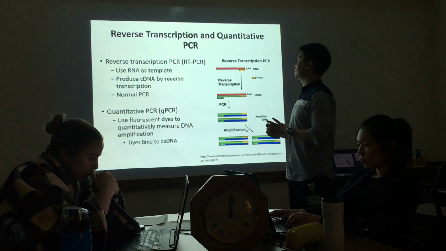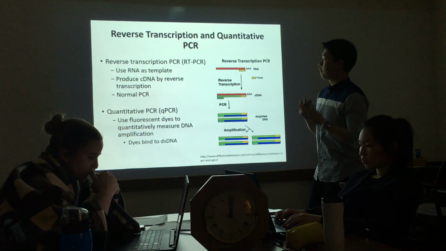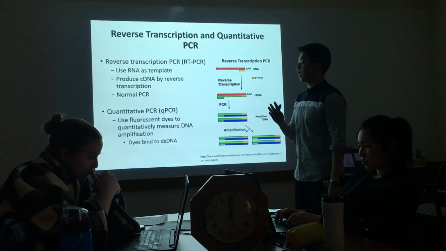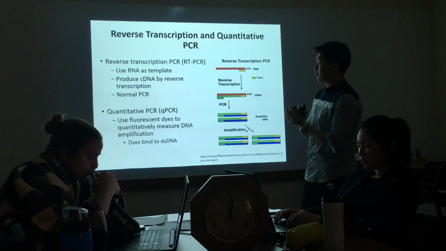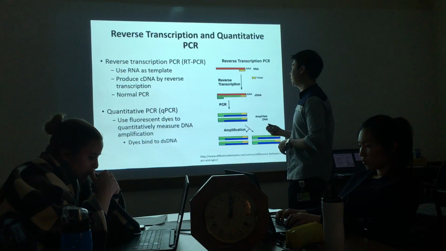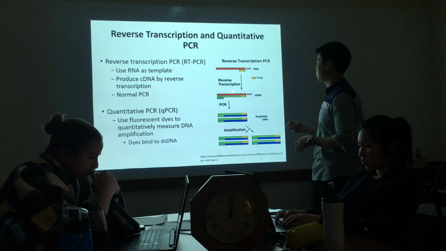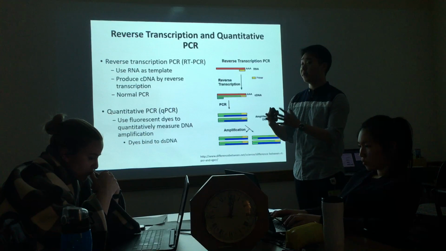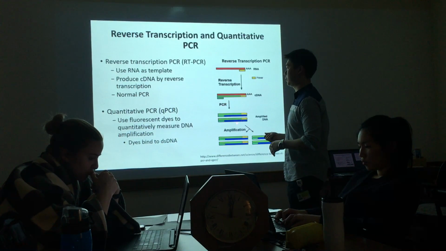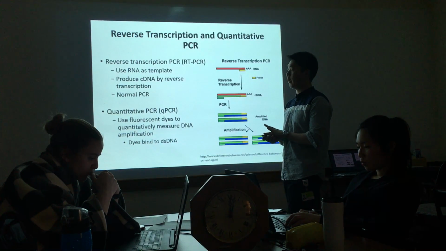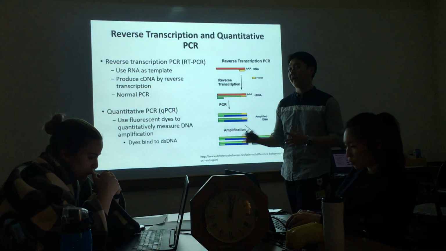They also used reverse transcription and quantitative PCR. Reverse transcription PCR is basically a PCR using RNA as its template. So since they use RNA as its template, reverse transcription occurs to produce cDNA, or complementary DNA, as shown over here. And once this double-stranded DNA sequence is synthesized, normal PCR is done in order to amplify this specific segment. Quantitative PCR, or qPCR, is PCR, but they use fluorescent dyes that specifically bind to double-stranded DNA to quantitatively measure the DNA amplification process.